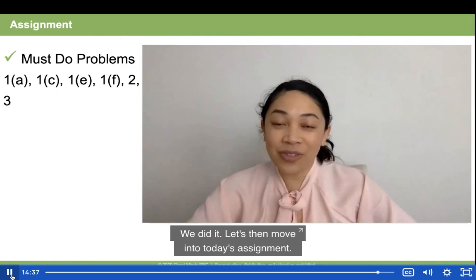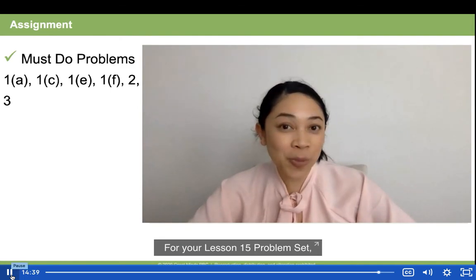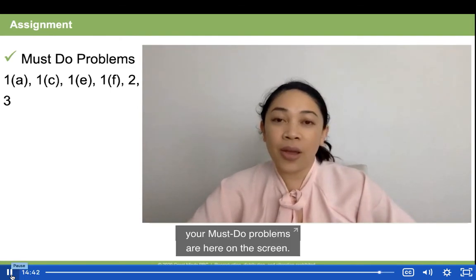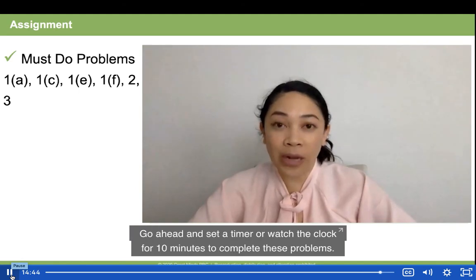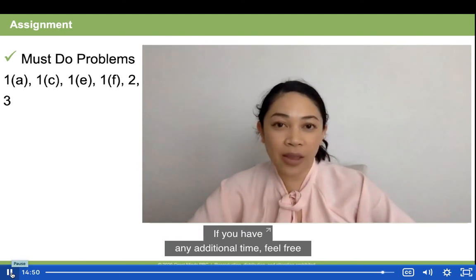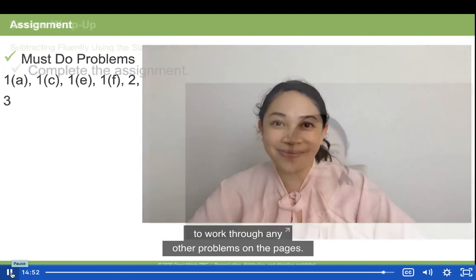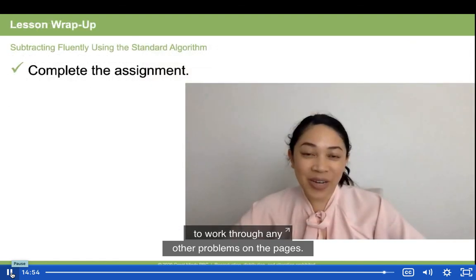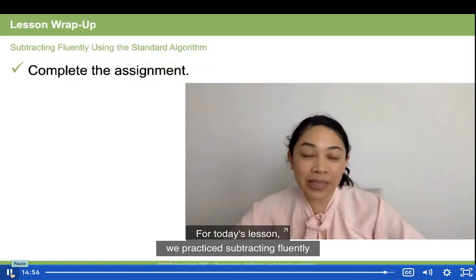Let's now move into today's assignment. For your Lesson 15 problem set, your must-do problems are here on the screen. Go ahead and set a timer or watch the clock for 10 minutes to complete these problems. If you have any additional time, feel free to work through any other problems on the pages. For today's lesson, we practice subtracting fluently using the standard algorithm.